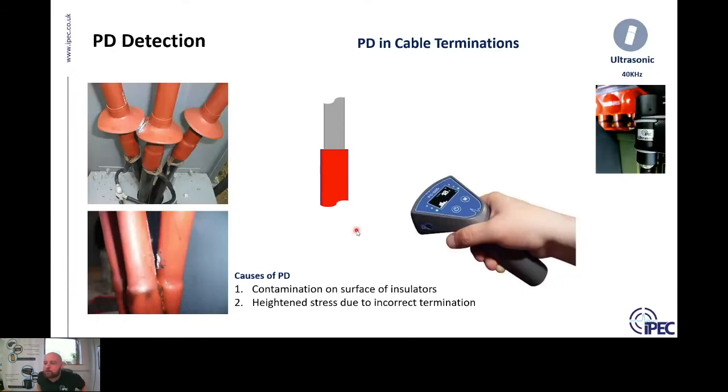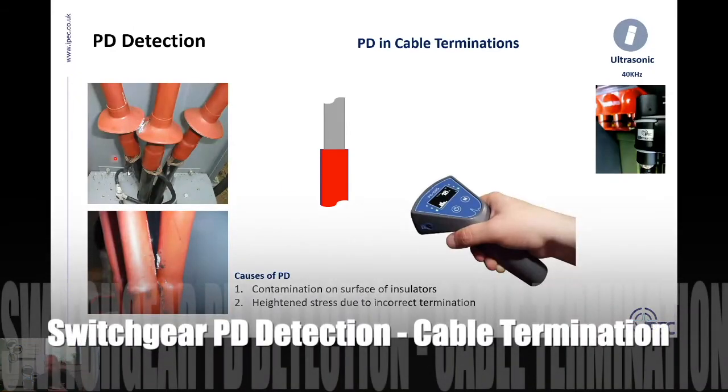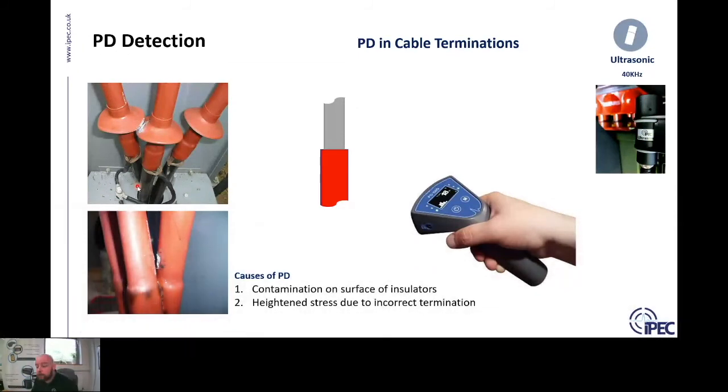Okay, so now I'll move on to PD and cable terminations. In our switchgear cable terminations, we more commonly have surface tracking occurring. That's contamination on the surface of insulators, maybe a buildup of dirt, grime or dust, or a heightened stress due to incorrect termination. In fact, these two pictures are an example of the heightened stress. We can see in these two cases the stress cones are touching, the phases are a little bit too close together. So this is a typical surface tracking activity occurring here.